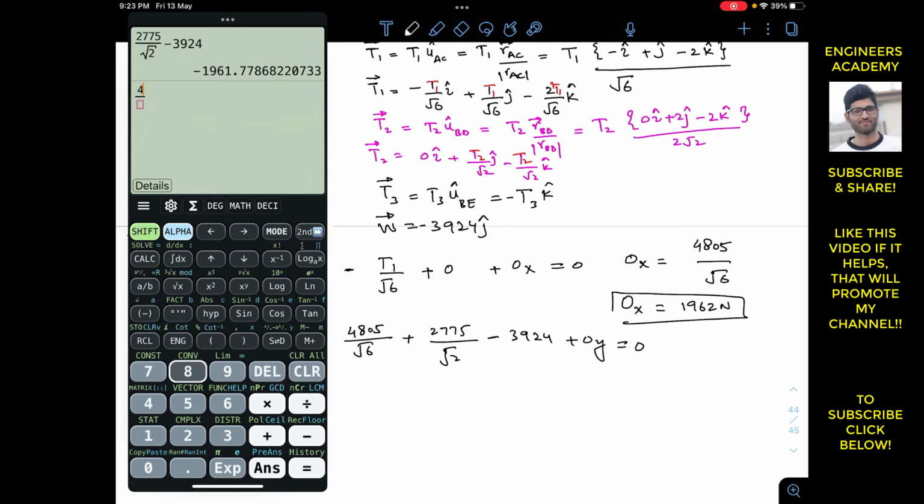So now we can add all these. This is 4805 divided by square root 6 plus 2775 divided by square root 2 minus 3924. So this gives us approximately 0, right? Since the difference is very small, this is 0.14, and this difference is due to the rounding of the values. But this difference is very small, so we can say that OY is approximately equal to 0.